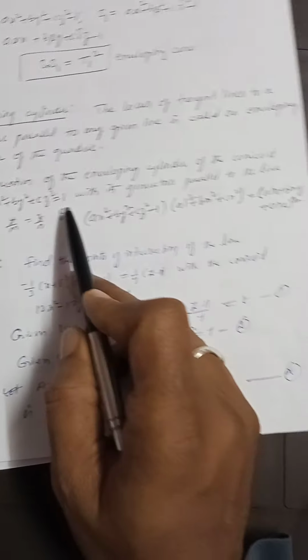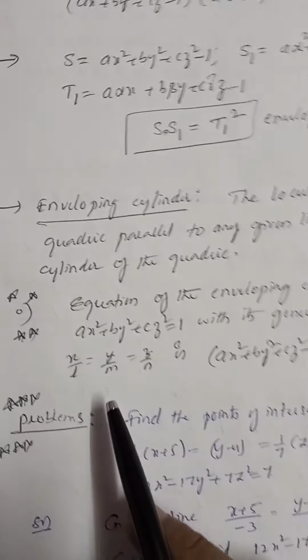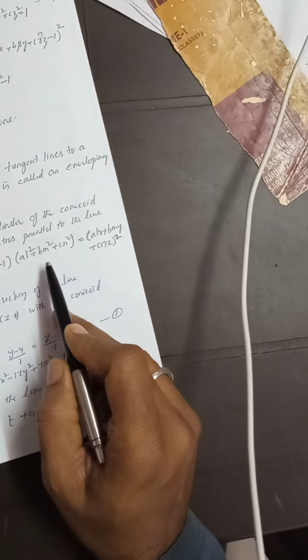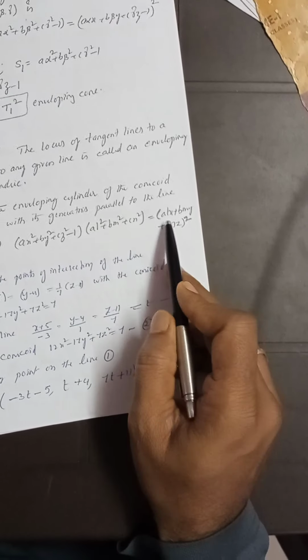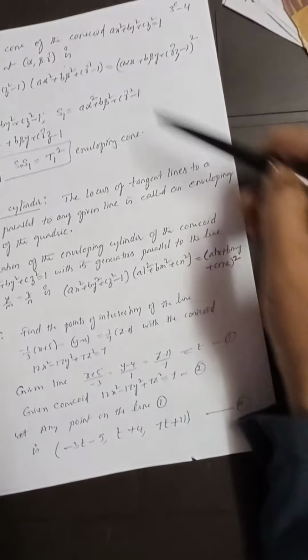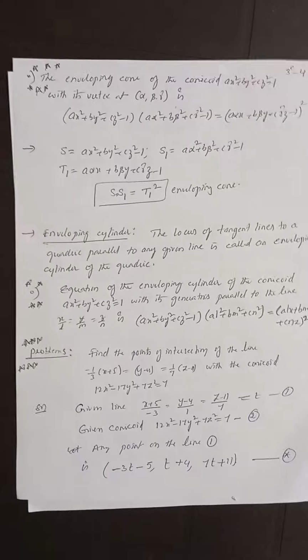Next one is the equation of the enveloping cylinder of the conicoid ax square plus by square plus cz square is equal to 1 with its generator parallel to the line x by l is equal to y by m is equal to z by n. It is again (ax square plus by square plus cz square minus 1) times (al square plus bm square plus cn square) is equal to (alx plus bmy plus cnz) whole square. Just compare these two equations. Just a small difference is there, that's it, right? Enveloping cone and enveloping cylinder with respect to conicoids. Please don't confuse with the second unit, right?